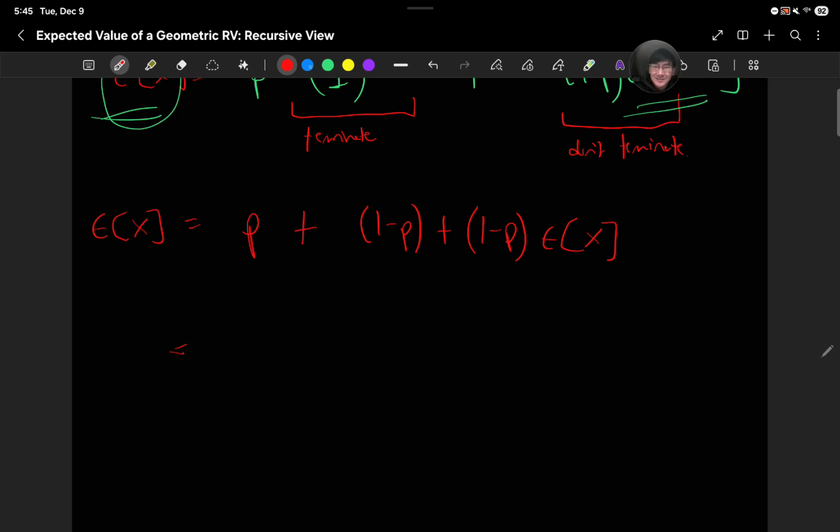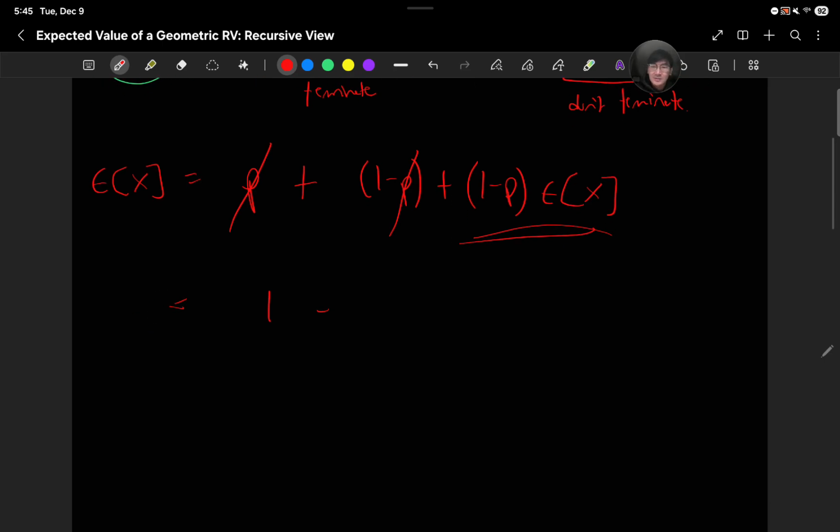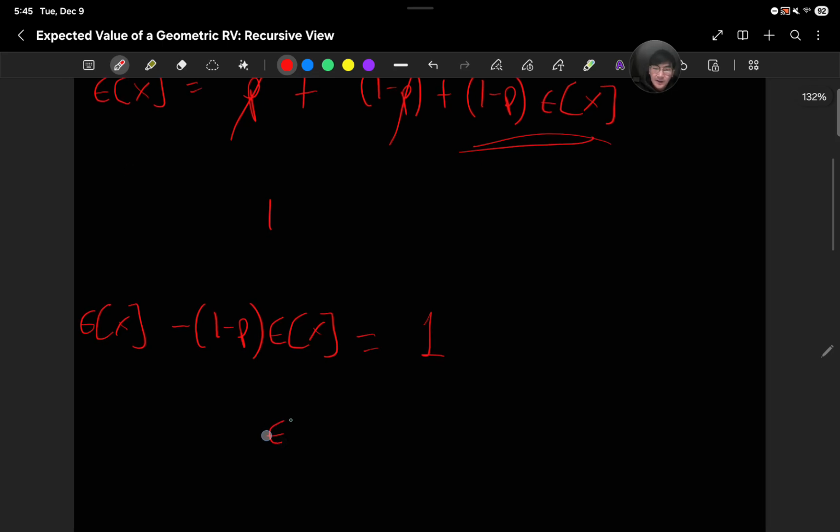But anyways, let's do it. I'm going to combine the p, so this goes away, and it's going to be (1 minus p) times the expected value of X. Let me move that to the right side. So this is going to be the expected value of X minus (1 minus p) times the expected value of X, is equal to 1. And now I'm going to factor.